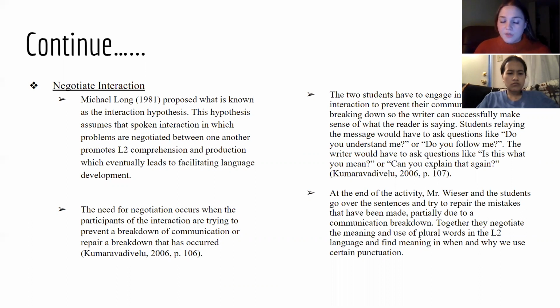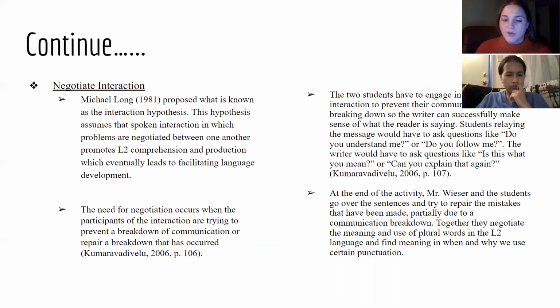We see two different examples of this in our video. The first is a student-student interaction and is used with the purpose of preventing a breakdown. So when the student who is reading the sentence is communicating with the student who is writing the sentence, they might ask questions like, do you understand me, or do you follow me? The student who is writing down the sentence may ask questions like, is this what you mean? Can you explain that again?